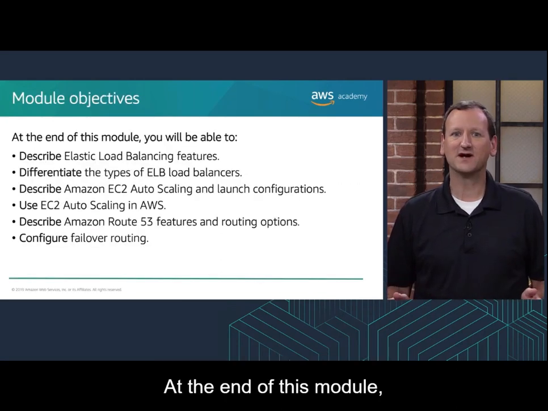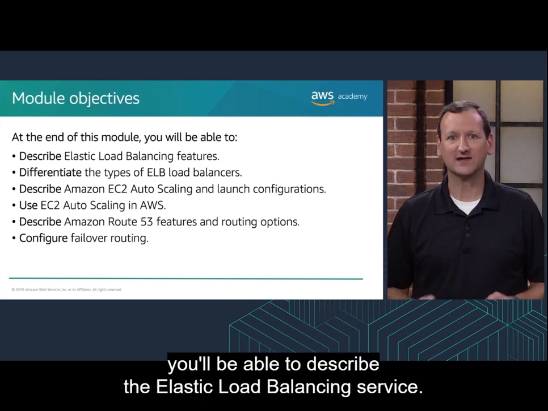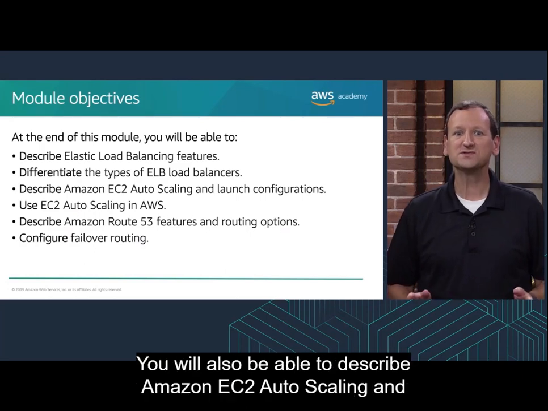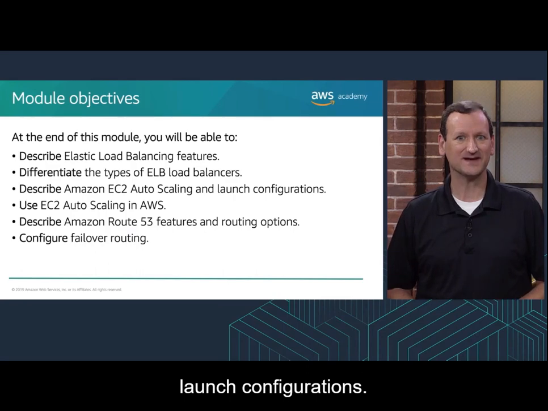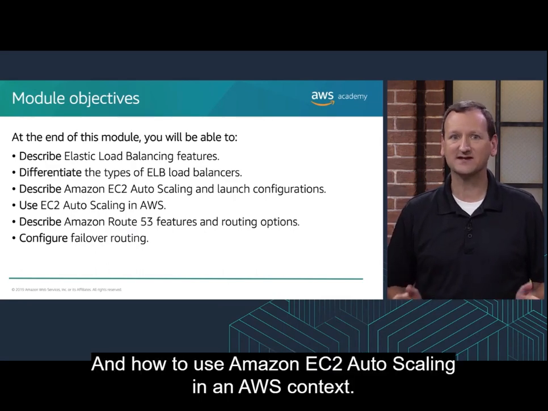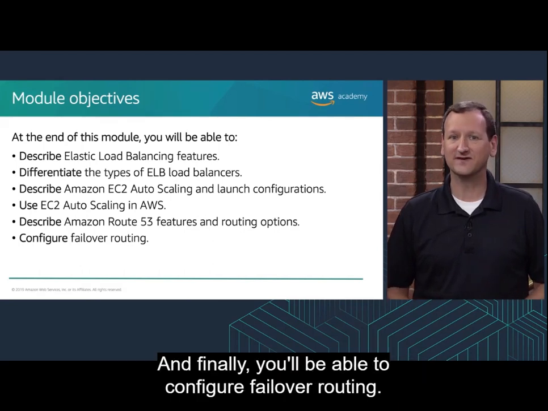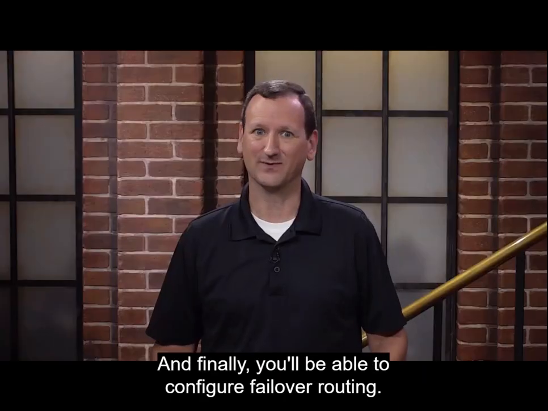At the end of this module, you'll be able to describe the elastic load balancing service and to differentiate between the various types of load balancers. You will also be able to describe Amazon EC2 autoscaling and launch configurations, and how to use Amazon EC2 autoscaling in an AWS context. You will also be able to describe Amazon Route 53 features and routing options. And finally, you'll be able to configure failover routing. You're ready to get started.